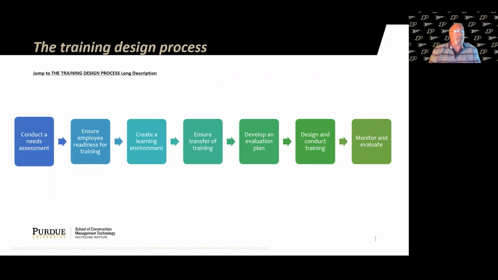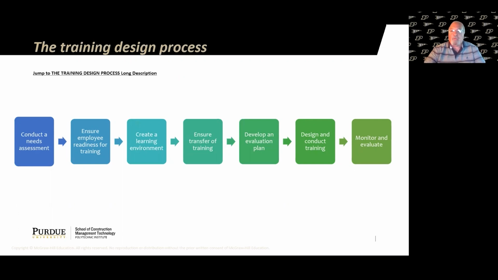This is a nice graphical display of how you walk through this. And this is in part how you're going to do, between this and ADDIE, some of the projects or training sessions you're going to be working on this semester. You conduct a needs assessment or a gap analysis. You ensure that the employees are ready for training.